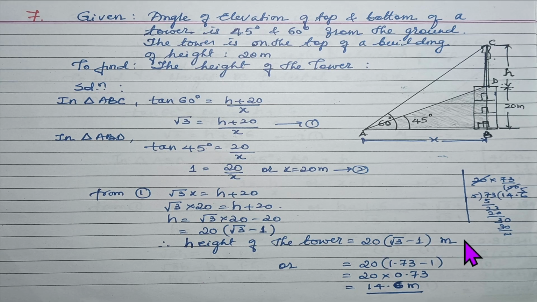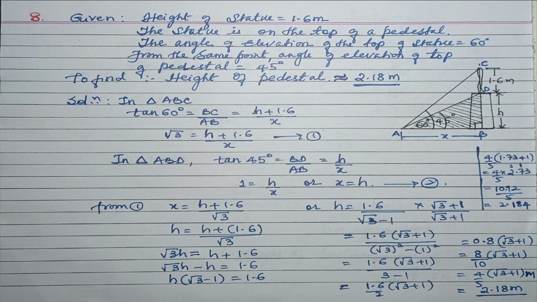That is the answer given in the textbook. But otherwise you can simplify it further and find out, take the value of root 3 as 1.73, simplify, you get 14.6 meters is the height of the tower.